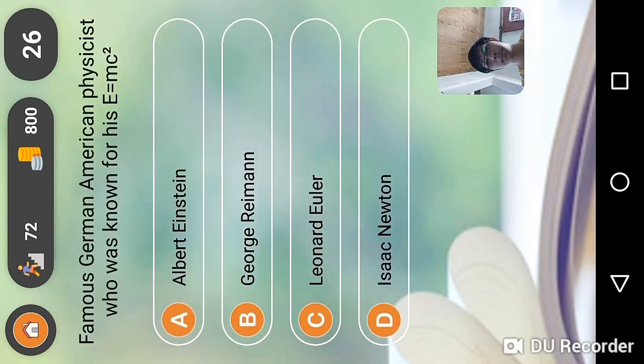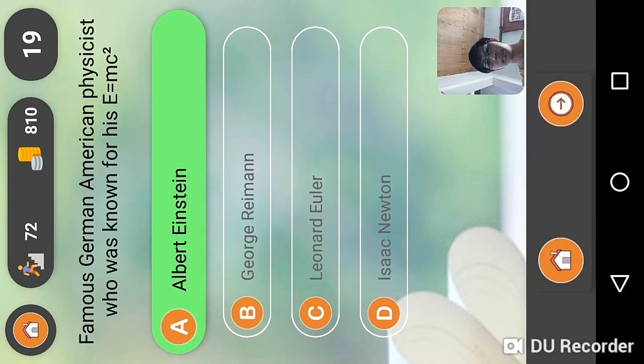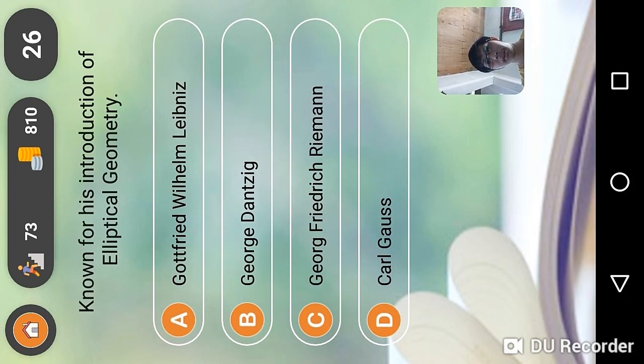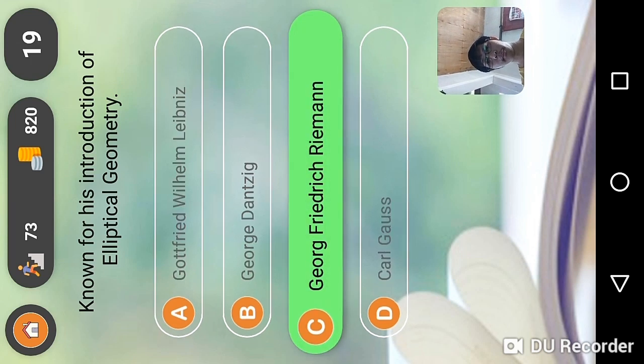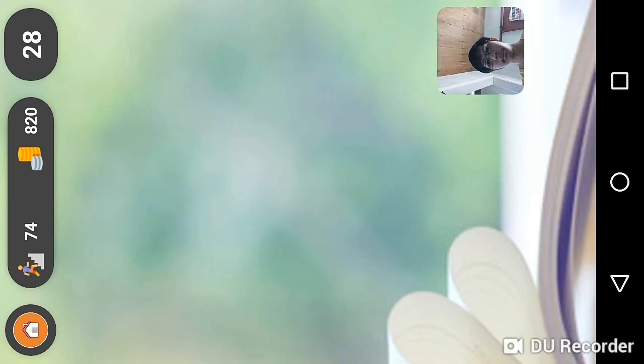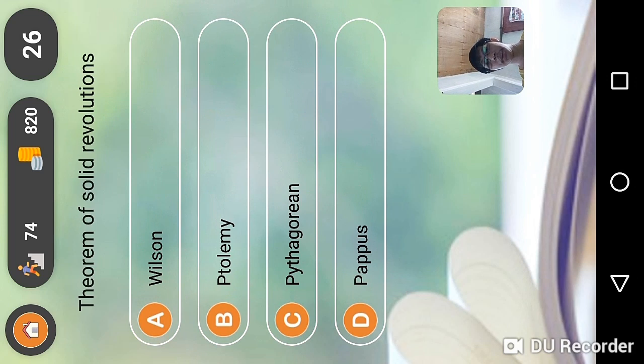Famous German-American physicist who was known for his E equals mc squared, Albert Einstein. Known for his introduction of elliptical geometry, Georg Riemann. Theorem of solid revolutions, Pappus.